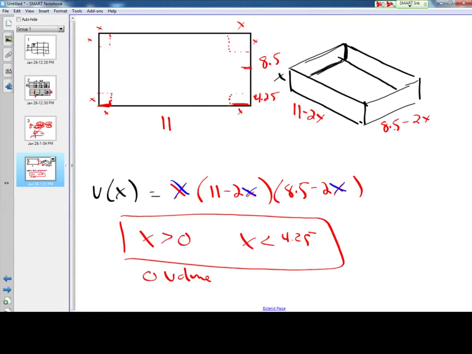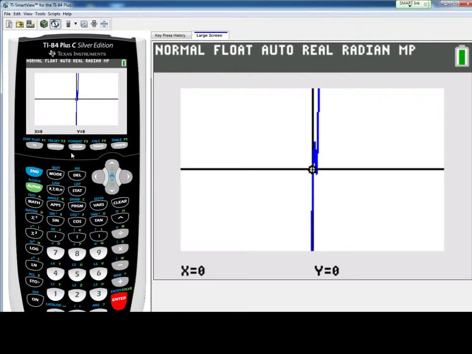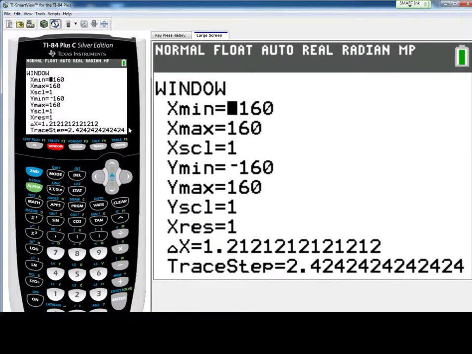Okay? So what I need to do is make sure that when I'm looking at my graph, I'm looking at some specific areas. Do I really need the whole graph? No. What do I want to look at? I want to look at the area from 0 up to about 4.25, maybe 4.3. So let's go back to my calculator and change the window. Oh, look at that. No wonder it's crazy, huh? So let me go to my window.